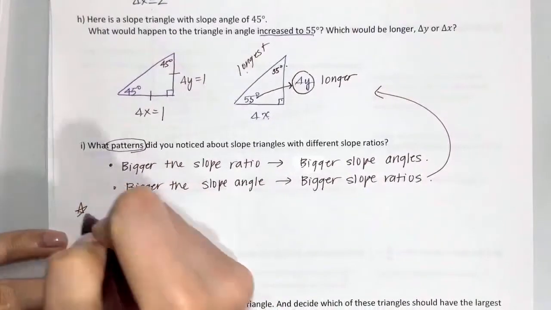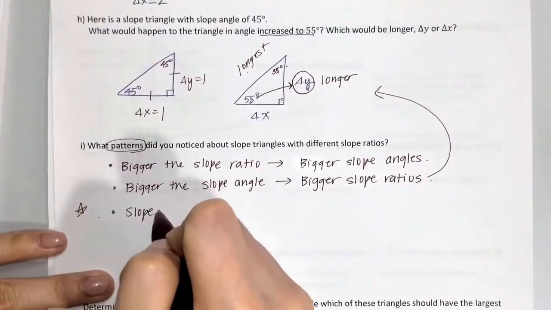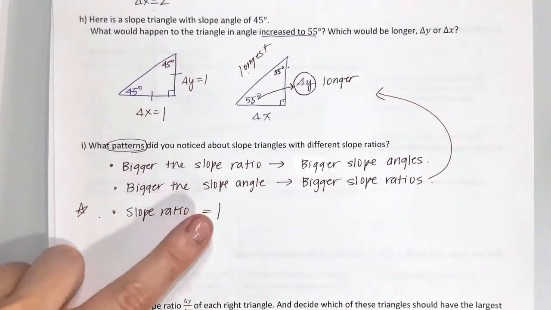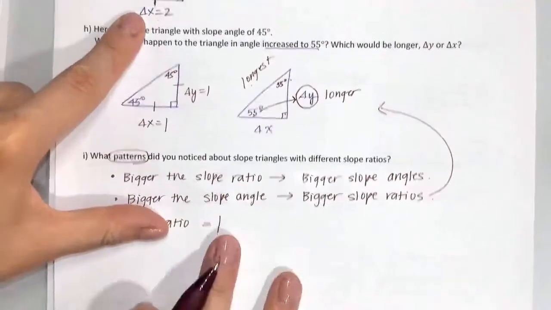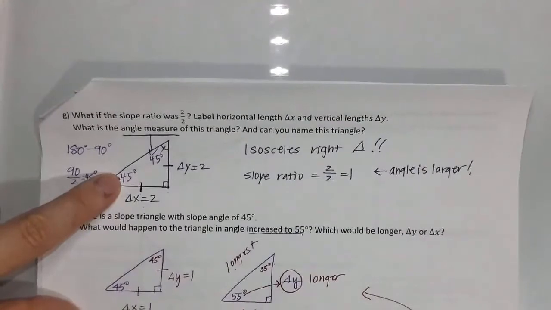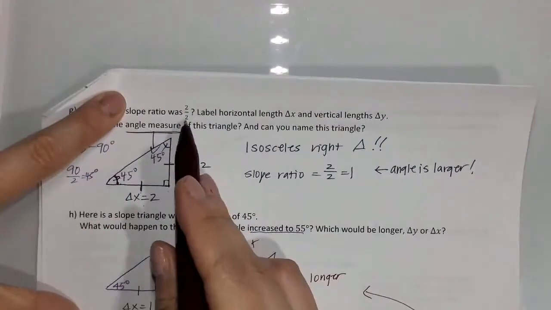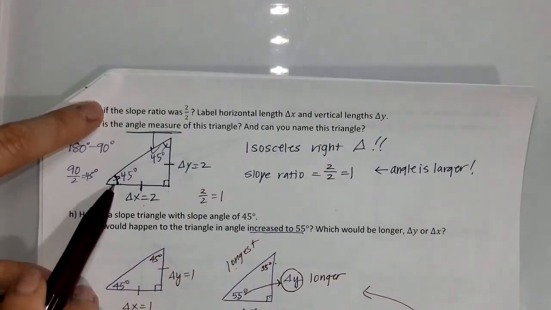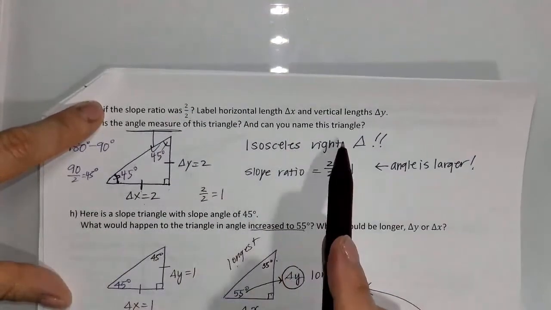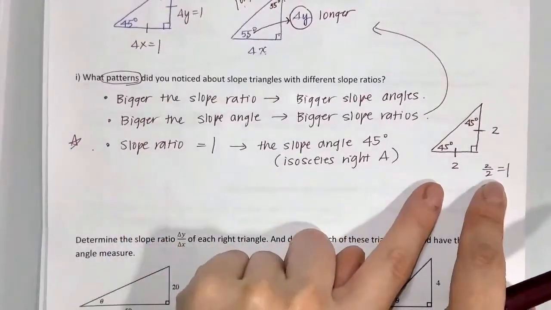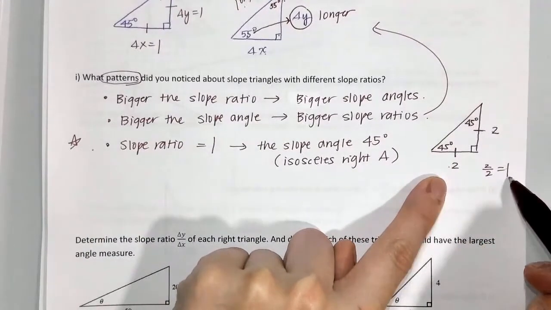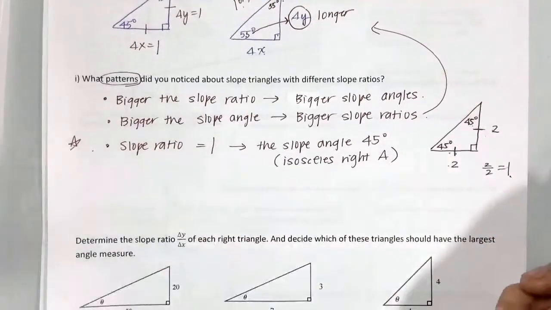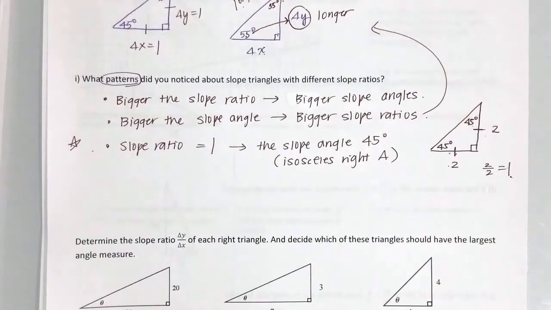Another one, a very special one. What happened when slope ratio was equal to 1? We had a special triangle. We had first, if the slope ratio was a 1, we had a slope angle of 45 degrees, right? This was 2 over 2, which is a 1, and that gave us a slope angle of 45 degrees because it created an isosceles right triangle. And I'll give you a diagram here. Slope ratio is 2 over 2, which is a 1, and that means these two sides are the same, and that means these two angles are both 45, so this is an isosceles right triangle.